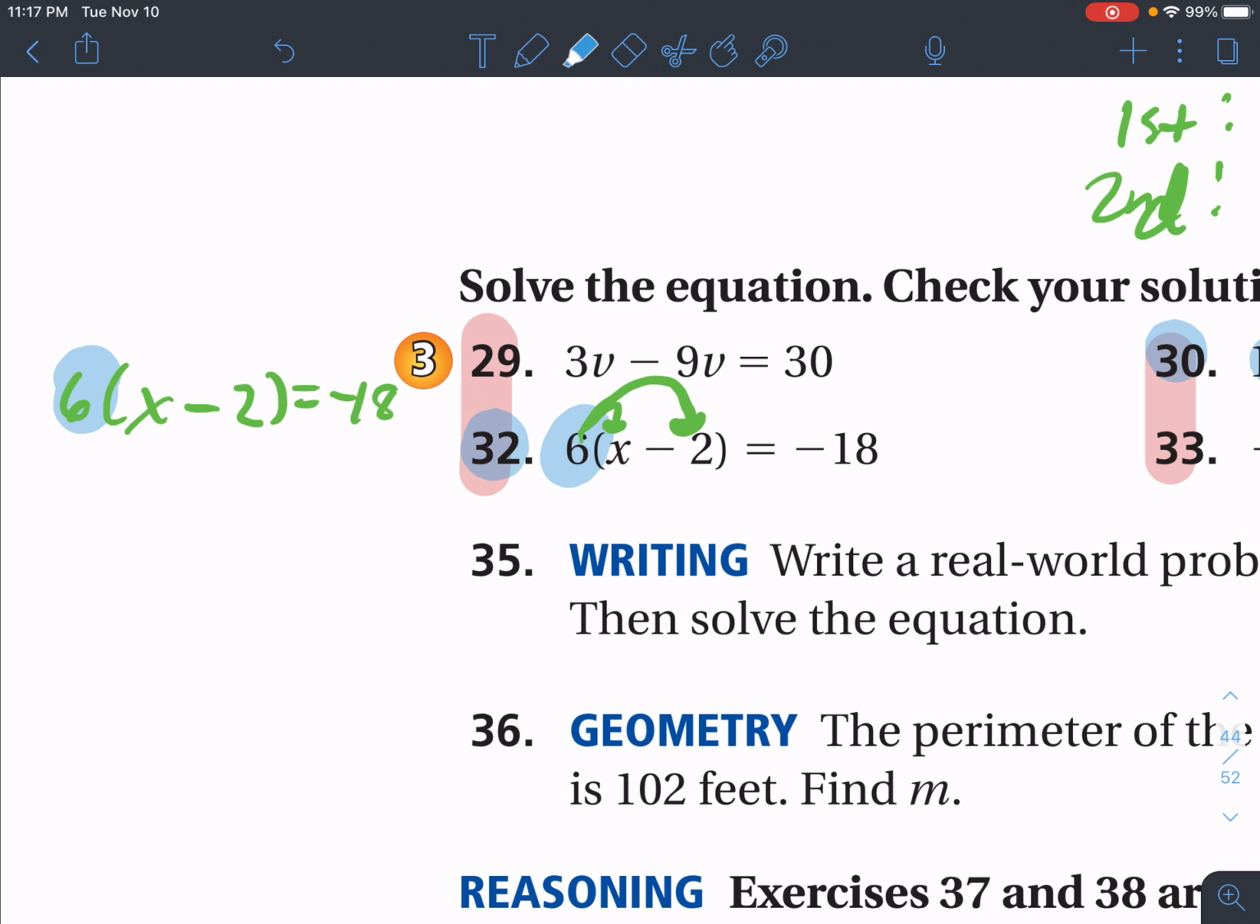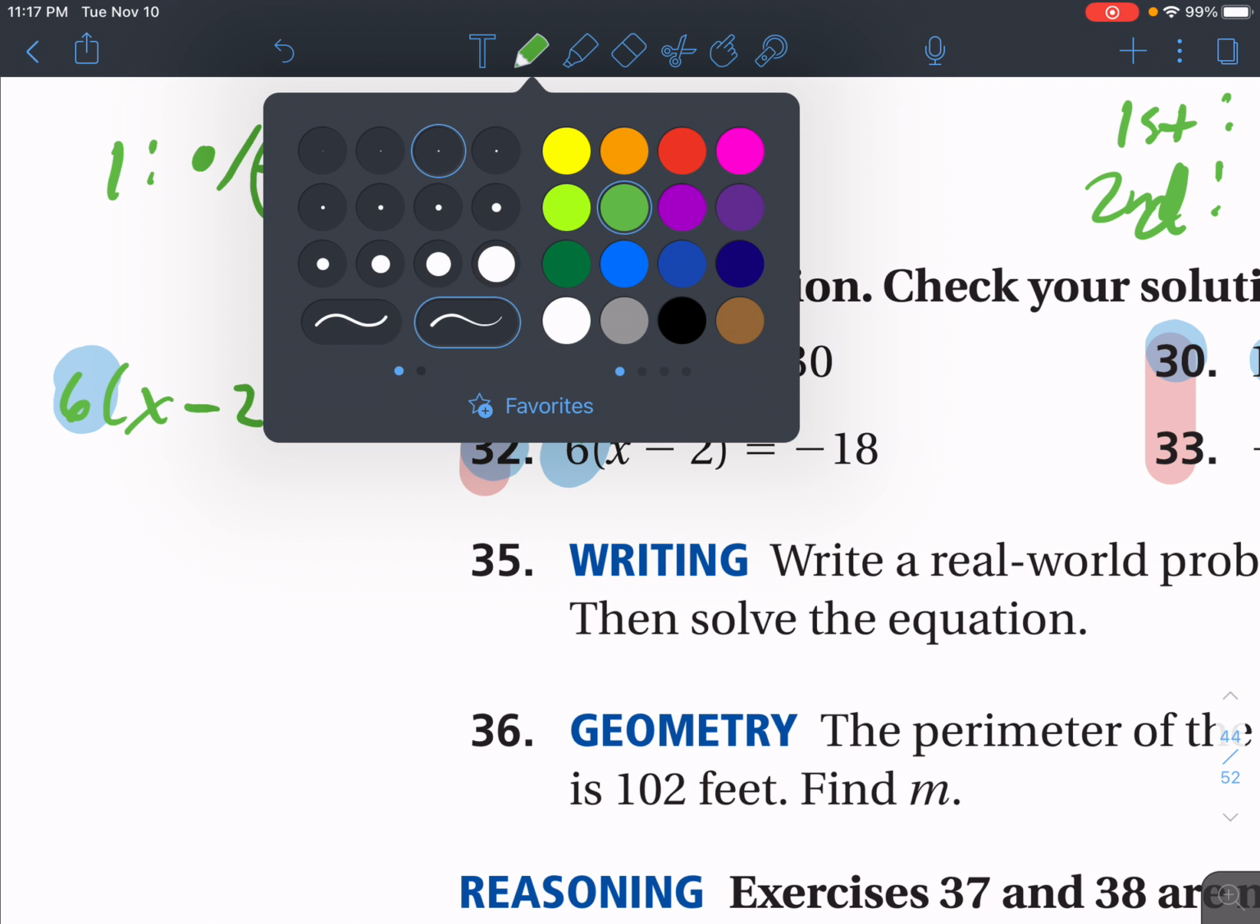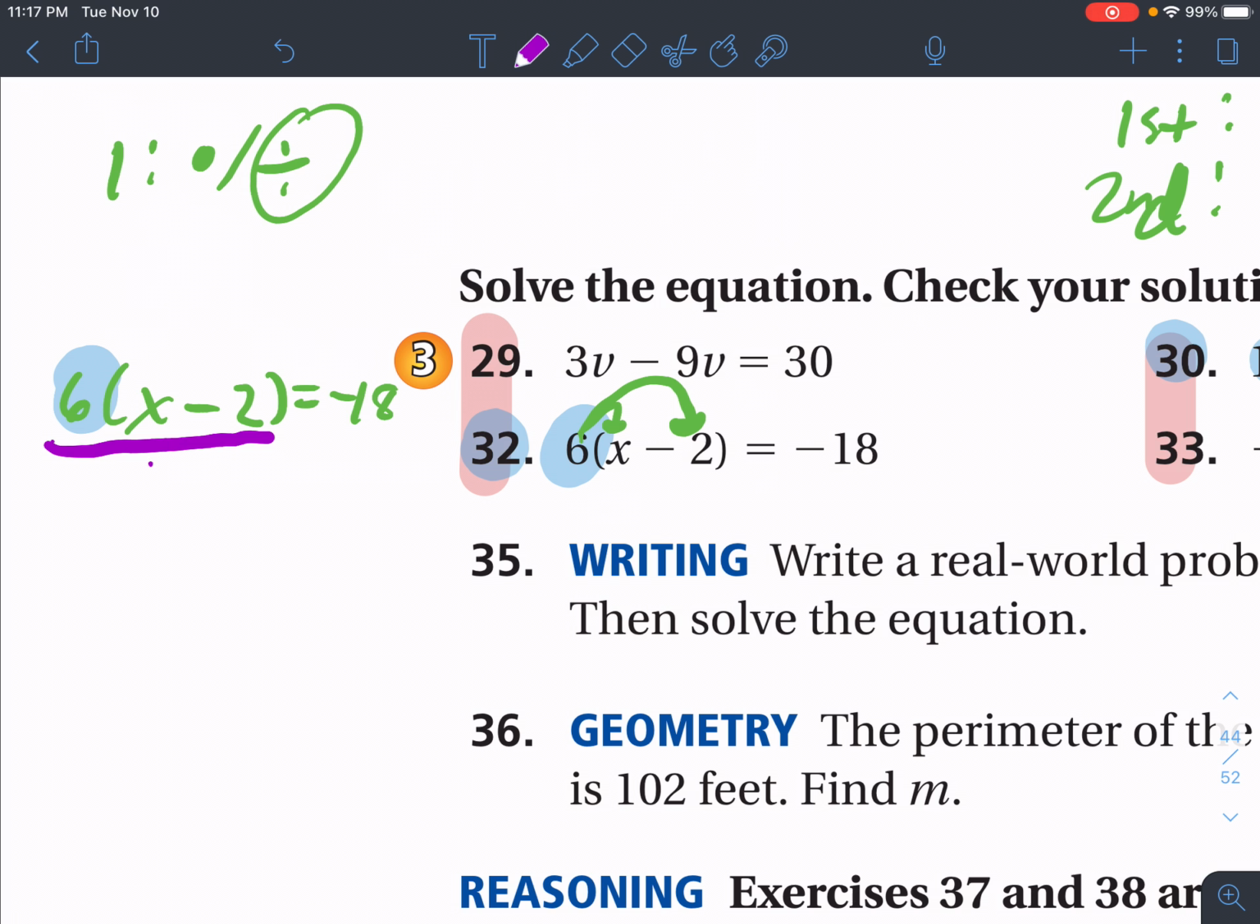I'm going to divide. So my first step in this case is going to be to either multiply or divide. In this case, I'm going to divide by 6. I want to get rid of that 6 on the outside. So those cancel out, right? Then I get x minus 2 equals negative 3.